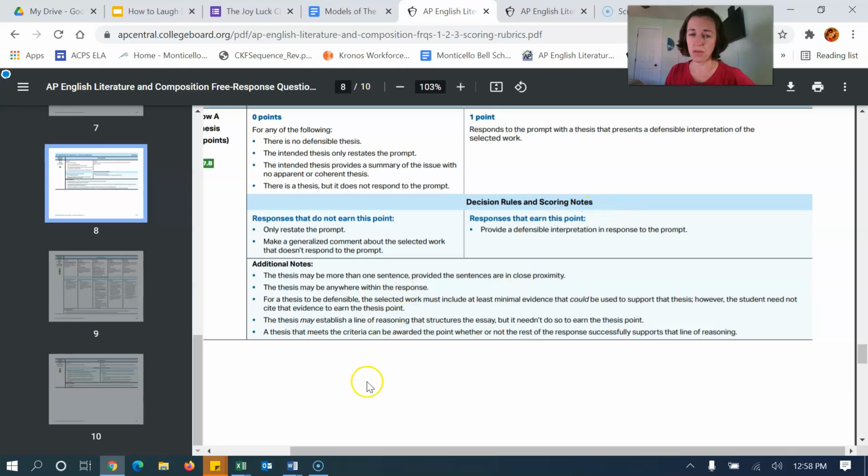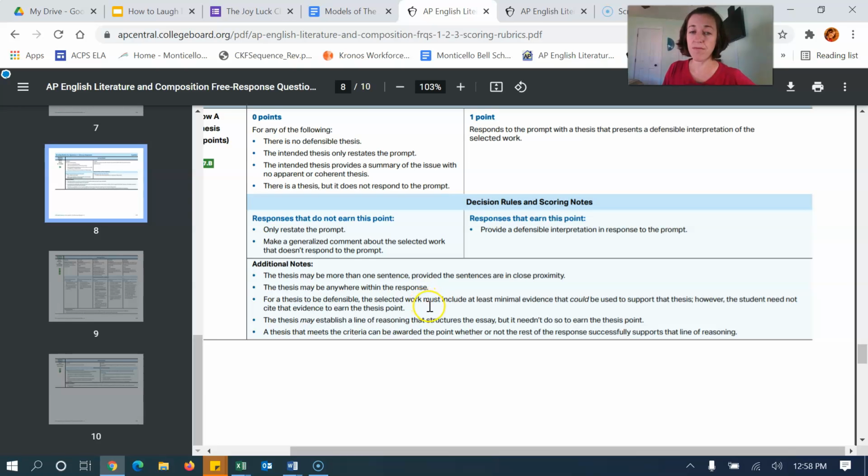Let's take a look here at the additional notes. It says the thesis might be more than one sentence. That's okay. His isn't, but it's good to know. The thesis might be anywhere within the response. Interesting, right? I've been coaching you to do it in the intro. I stand by that. I think it's a really good place to put it in terms of your line of reasoning, but do know that you can include it later, and we'll talk about that later in the course.